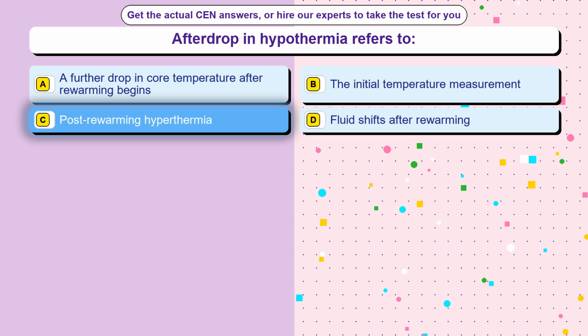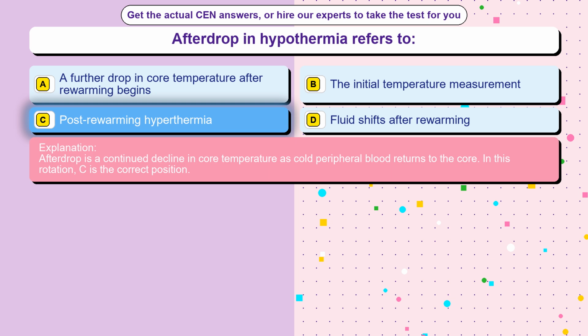The correct answer is option C, post-rewarming hyperthermia. Afterdrop is a continued decline in core temperature as cold peripheral blood returns to the core. In this rotation, C is the correct position.